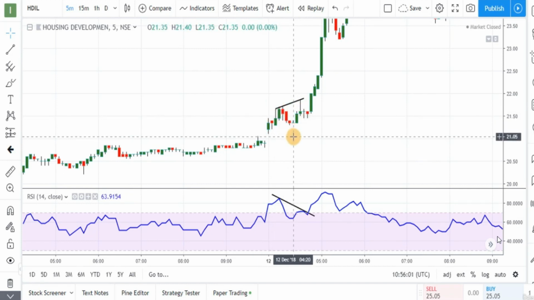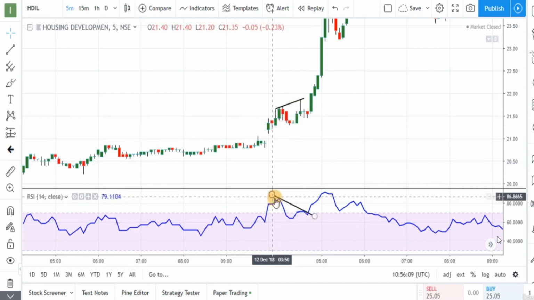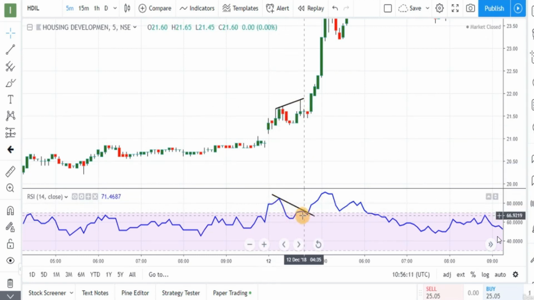This is a range bound movement, but these two peaks are going in upward direction, but RSI peaks are going in downward direction, so it is the negative divergence. So we can expect a retracement at this candle because we are getting a negative divergence.